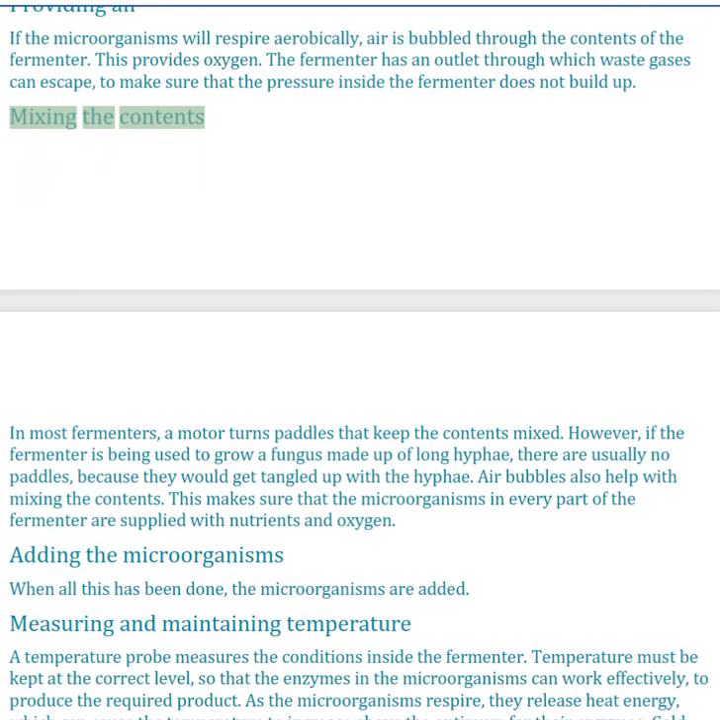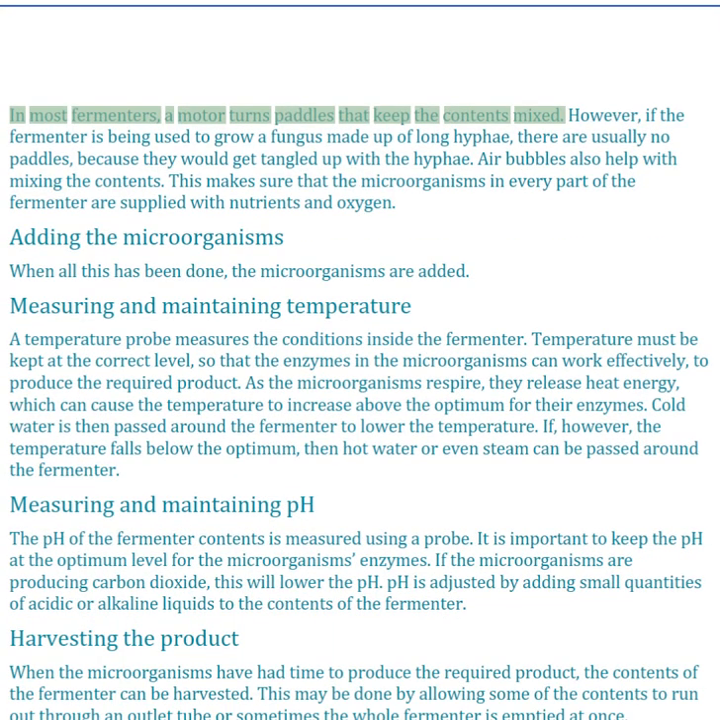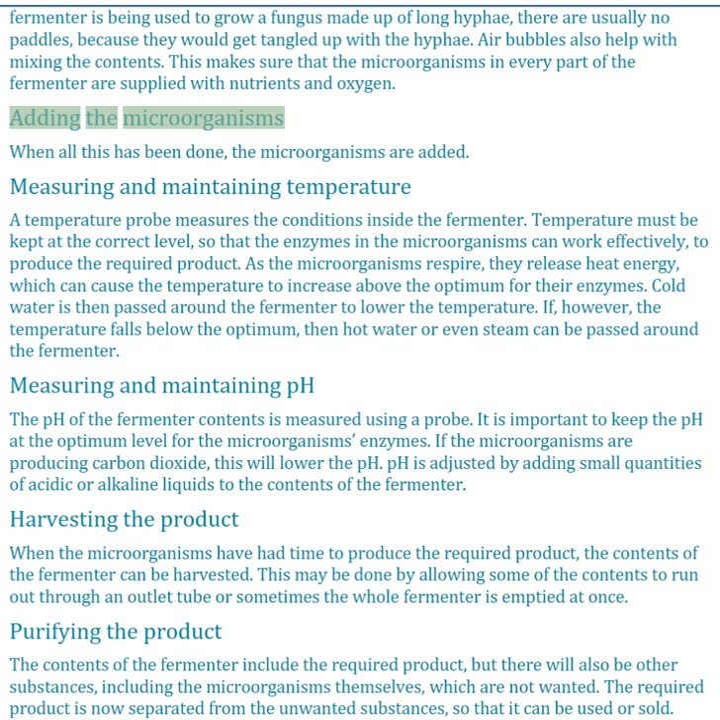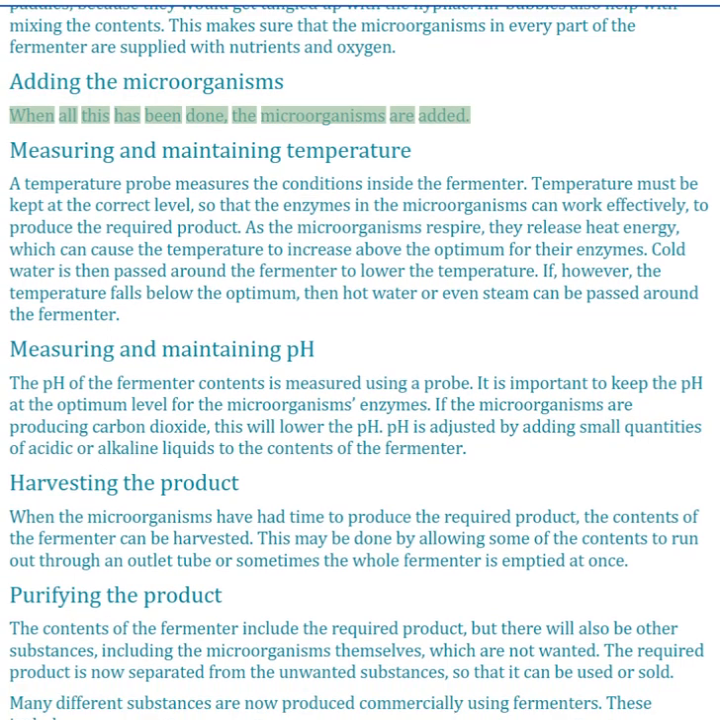Mixing the contents. In most fermenters, a motor turns paddles that keep the contents mixed. However, if the fermenter is being used to grow a fungus made up of long hyphae, there are usually no paddles because they would get tangled up with the hyphae. Air bubbles also help with mixing the contents. This makes sure that the microorganisms in every part of the fermenter are supplied with nutrients and oxygen. Adding the microorganisms. When all this has been done, the microorganisms are added.